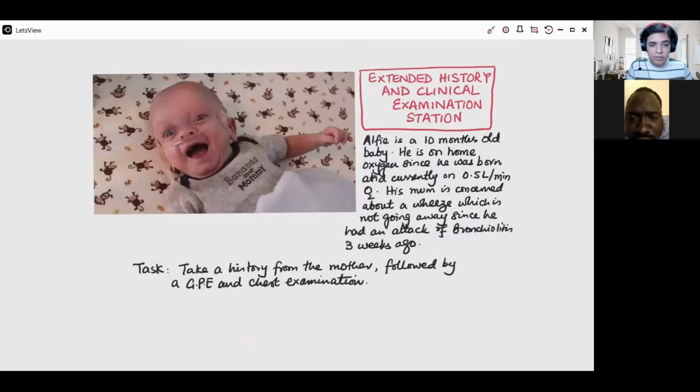His mom is concerned about a wheeze, which is not going away since he had an attack of bronchiolitis 3 weeks ago. So the task is you have to take a history from the mother. You've got 8 to 10 minutes for the history, 2 minutes for presenting your history, followed by 8 minutes for your general physical examination and a chest examination, and then 3 minutes for discussion with the examiner. So give it a reading. When you are ready, just let me know.